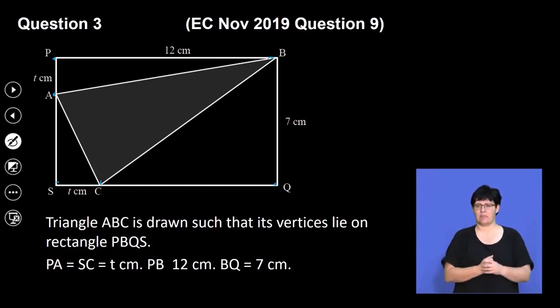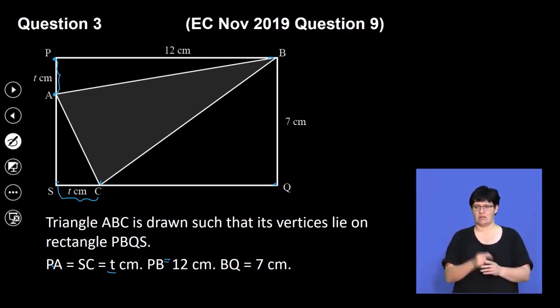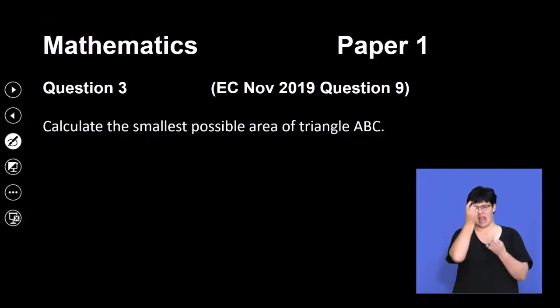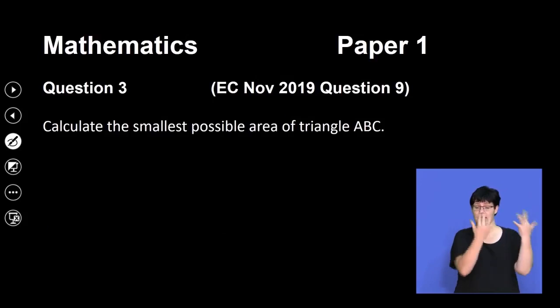There we go. All right, now we're also told that PA is equal to SC is equal to t centimeters, so that's our variable. I think there's supposed to be an equals there, sorry about that. PB is equal to 12 centimeters and BQ is equal to 7 centimeters. All right, so that's all the information that we have. And we're then asked to calculate the smallest possible area of triangle ABC.